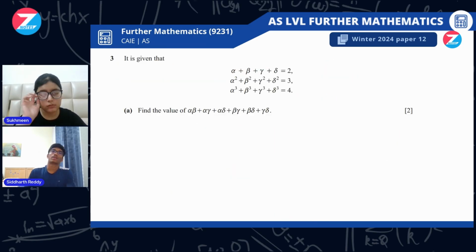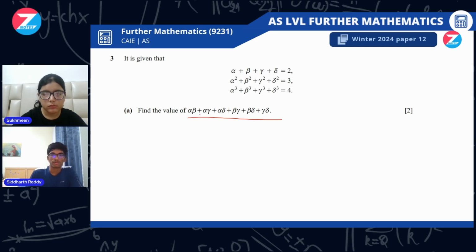It is given that alpha plus beta plus gamma plus delta, I'll call it ABCD, is equal to 2, and a square plus b square plus c square plus d square is equal to 3. And similarly, the sum of cubes is equal to 4. Find this sum. Okay.